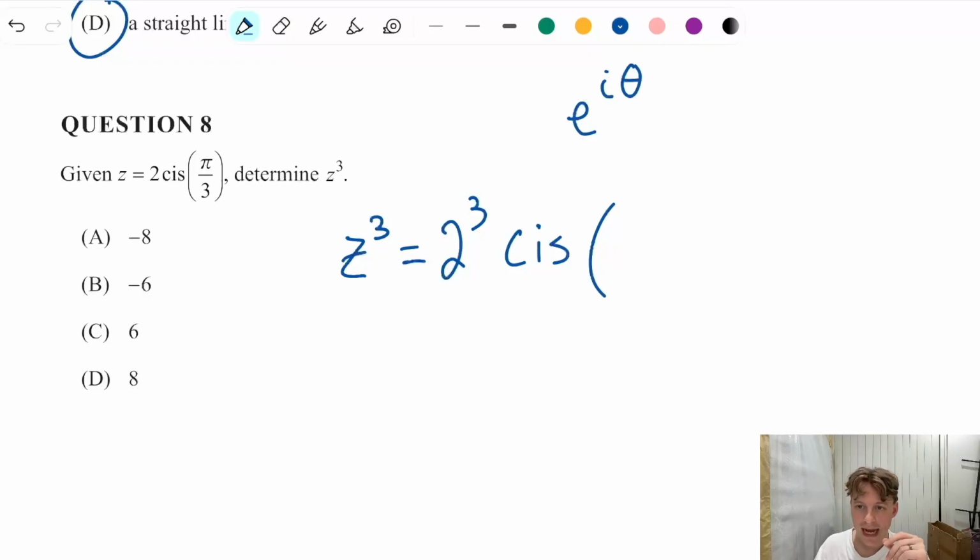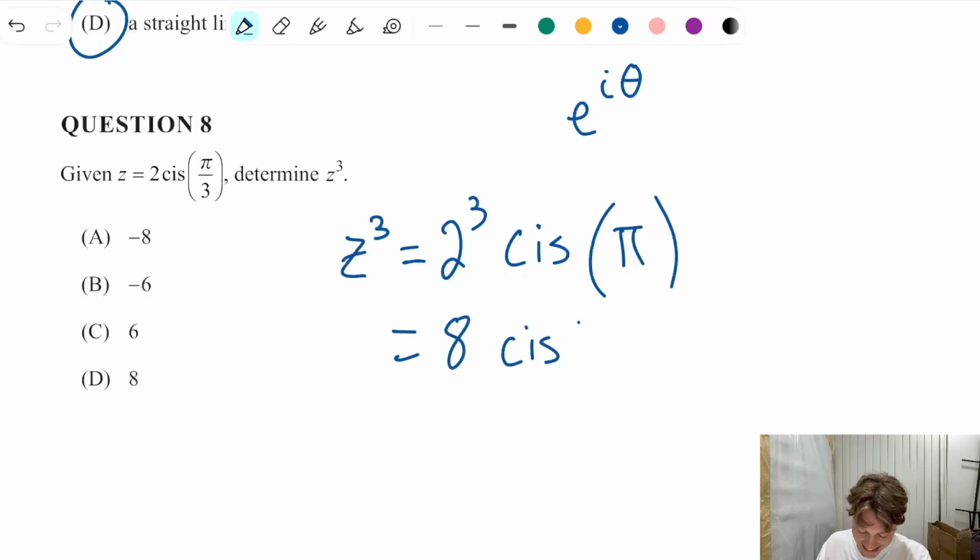Same idea. Cis is going to be multiplied by, it's basically 3 times pi on 3, so it's just going to become pi inside my brackets. 2 cubed is going to give 8, so I'm left with 8 cis pi. Again, at this point, we can get our answer, we can circle our bubble.